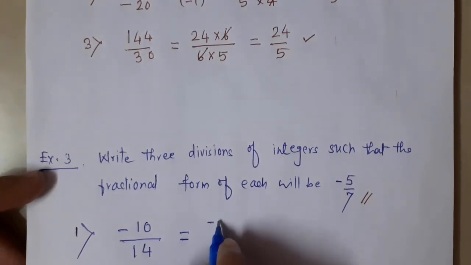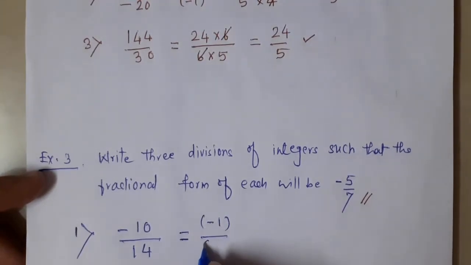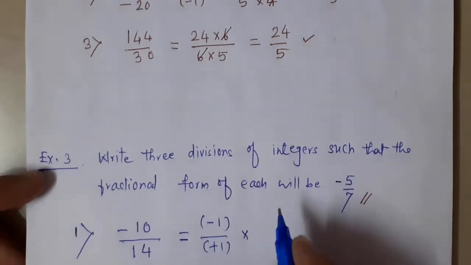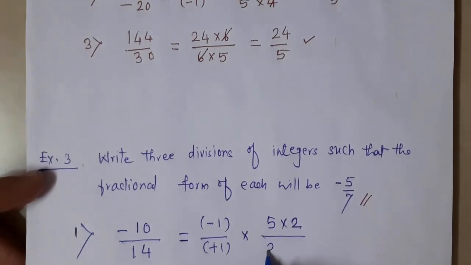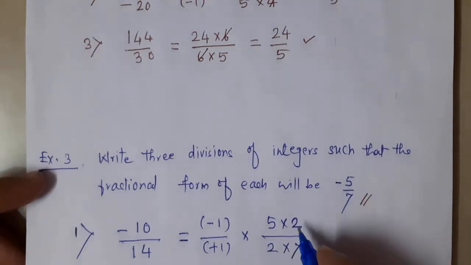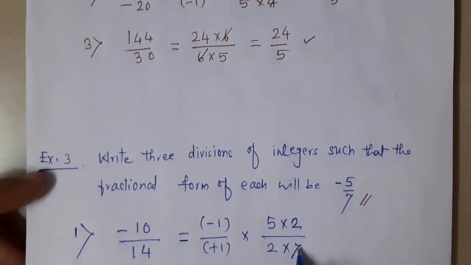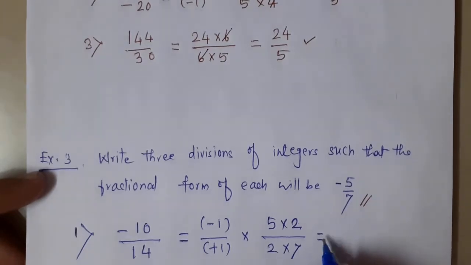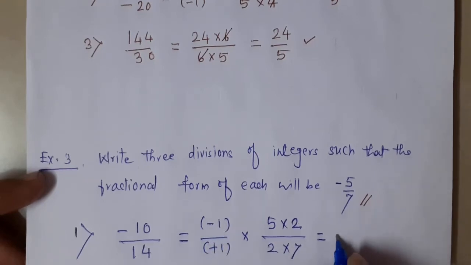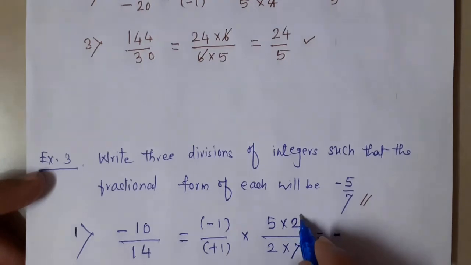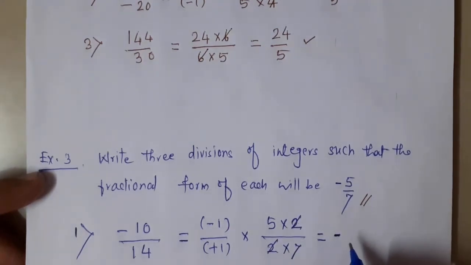How can I take it as minus 1 divided by plus 1 multiplied by 5 by 2 divided by 2 by 7, 5 multiplied by 2 divided by 2 multiplied by 7. So here when a negative integer is divided by a positive, the result is negative. Here 2 is common, I am cancelling it, and the result is 5 ones are 5 and 7 ones are 7.